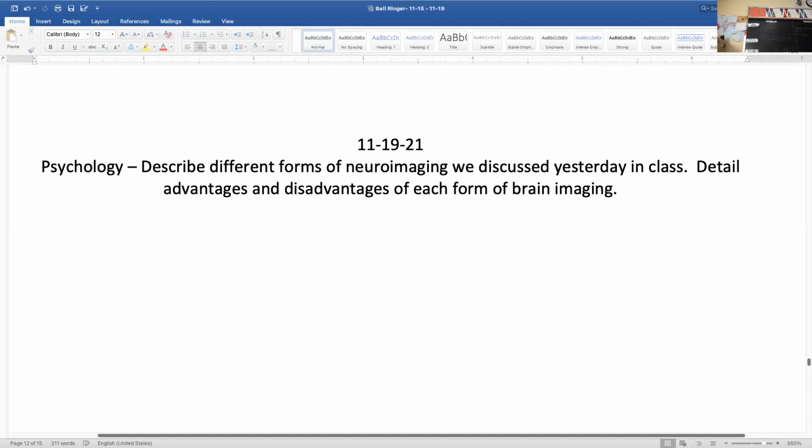So again, make sure you guys turn in that assignment from yesterday. Scans, brain, and neural imaging. Good. All right, so let's go over this real quick, guys. So yesterday we talked about a few of these ways of imaging the brain, neural imaging.